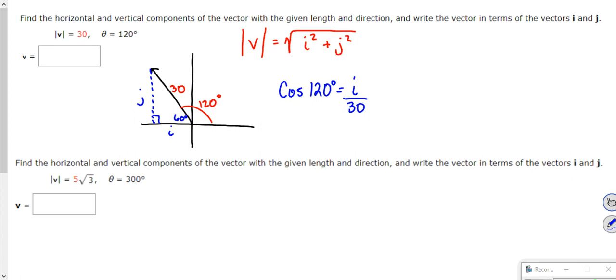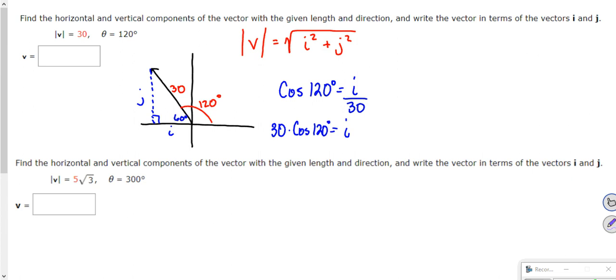Now, could we have used the 60? Absolutely. But you will get the same answer for 120, and it will give you a negative. So you don't really have to worry about what quadrant your degree is in. It's automatically going to give you a negative because we know cosine's negative in the second and third quadrant. So this means that I equals 30 times cosine 120.